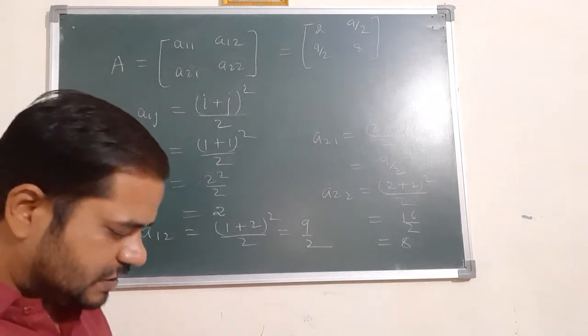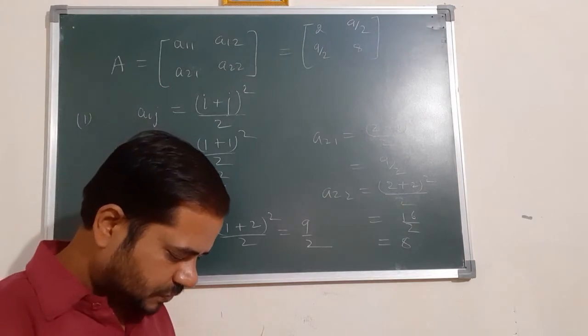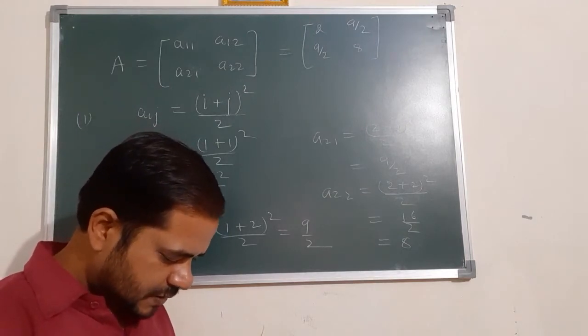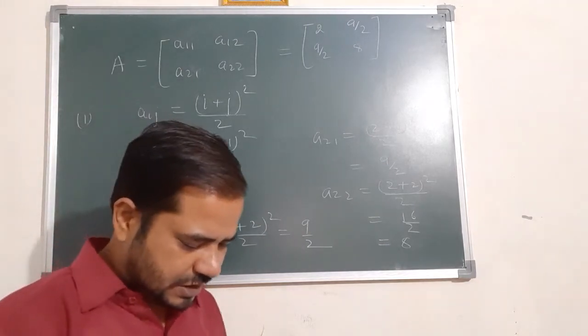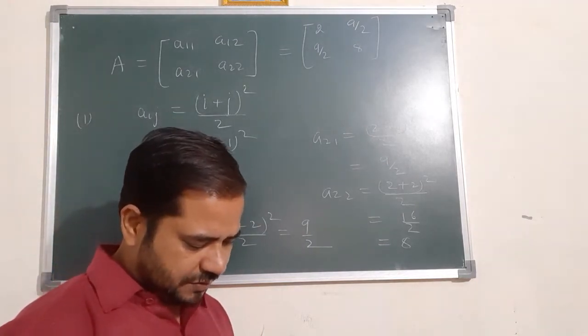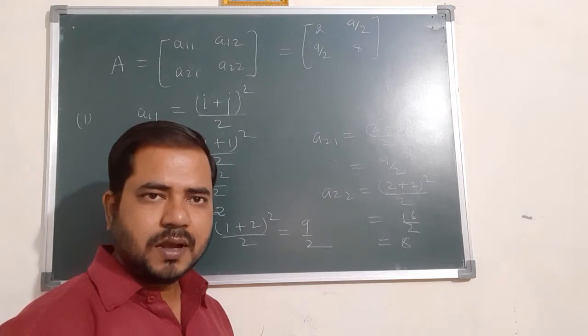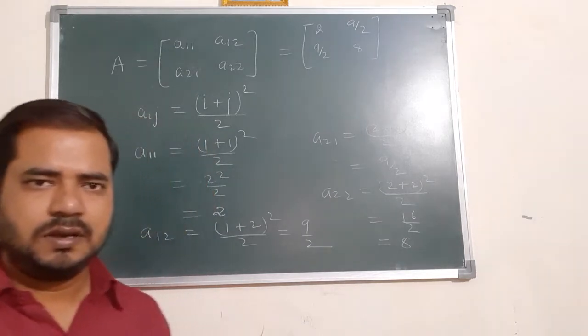Similarly, second and third you can do. Understood? Fifth is also the same type of question: construct a 3 cross 4 matrix whose elements are given like this. This is also an easy question.